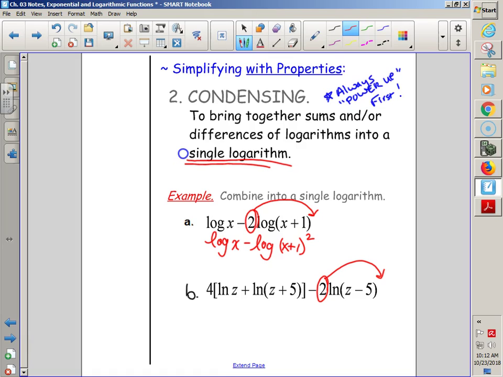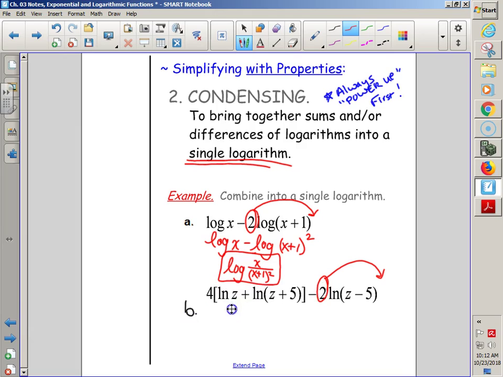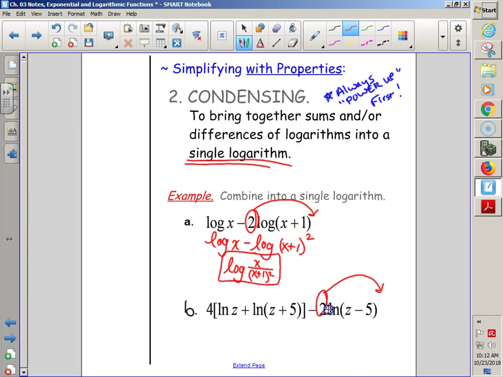What can I do now? Now you can make them divisions. Division in a single common log, right? So it's going to be x over x plus 1 squared. Okay, power up first. Hey guys, how many powers do I need to power up in letter B? Oh, there's more than one?